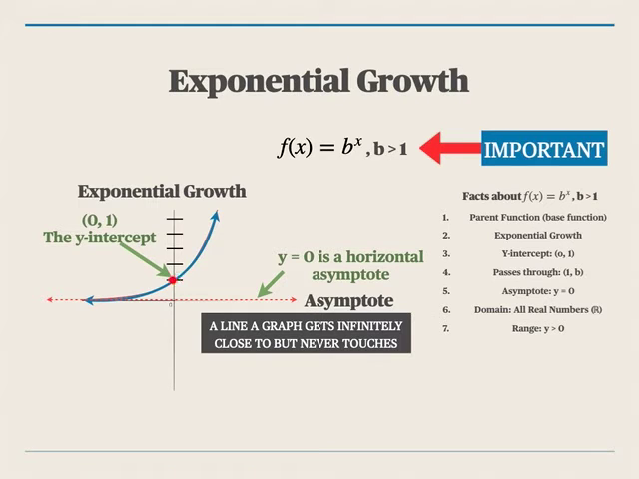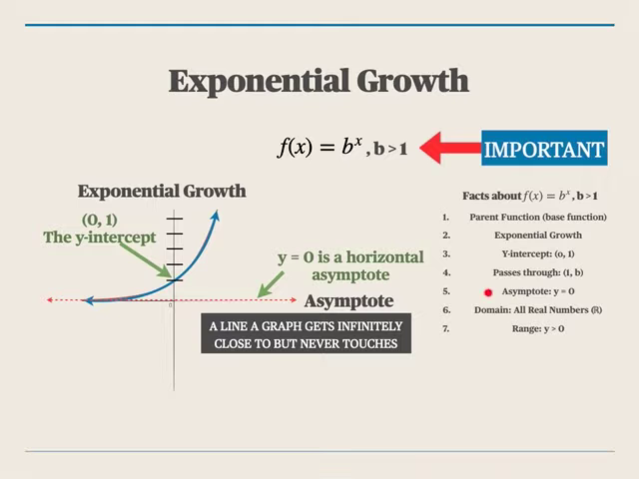The y-intercept is always going to be (0, 1). We found that throughout, whether it was growth or decay. It also passes through the point (1, b). So if you let x equal 1 up here, you just get whatever the base is. So if this was a 2, when you plug in 1, you'd go through (1, 2). If this is a 5, you'd go through (1, 5).